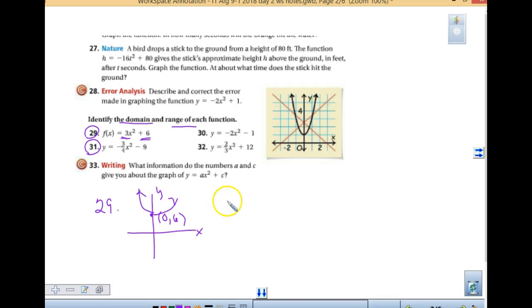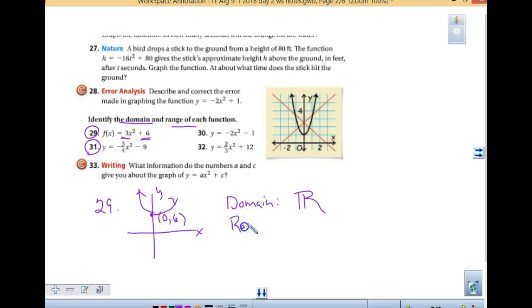So if I'm looking at 29, my domain is going to be all of my x values. Are we restricted in what kind of number we can put in for our x? Just like the last one, we are not restricted. So our domain is going to be all real numbers. That is all the possibilities. You could put in fractions, decimals, really big numbers, really small numbers. So your domain is all reals.